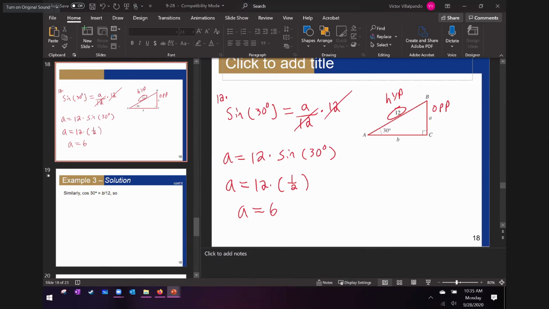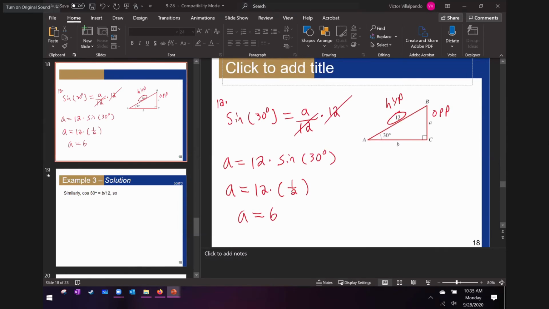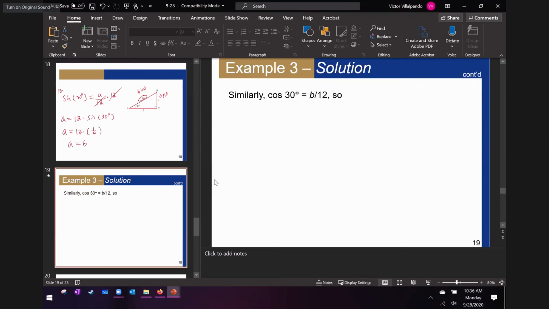Is that the same thing you got? Yeah, that's what I had. So now that we know A is 6, we can figure out the other side as well. Let's go ahead, and it says similarly cosine of 30 degrees.